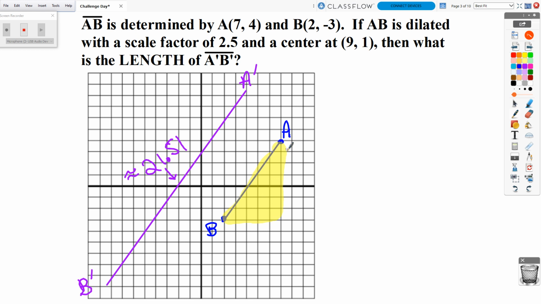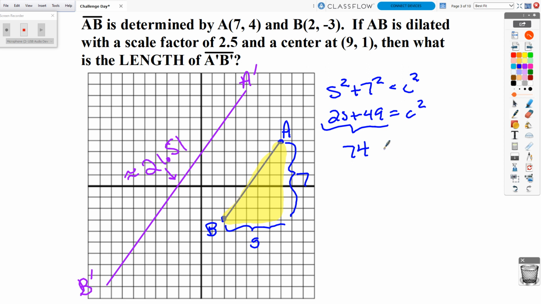So if I wanted to figure out how long this was, again, on my graph, I can just count, right? This is 1, 2, 3, 4, 5, 6, 7. Okay, how long is this down here? 1, 2, 3, 4, 5. All right, so if I did the Pythagorean theorem with 5 squared plus 7 squared equals c squared, being just segment AB now, I've got 25 plus 49 equals c squared, and 25 and 49 makes 74, equals c squared. And if I square root that, then c is approximately, I don't know, what is that?